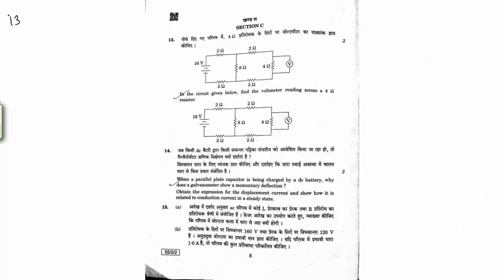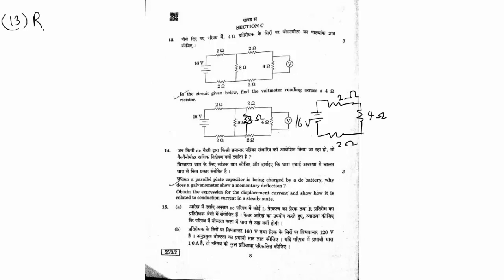In question number 13, again we have to solve a circuit. These three resistors, 2 ohm, 4 ohm and 2 ohm are in series, so their equivalent will be the sum of these, that is 8 ohm. This 8 ohm and this 8 ohm are in parallel, so their equivalent will be 4 ohm, and the equivalent circuit can be drawn like this. This is 4 ohm, this is 2 ohm, this is 2 ohm. These three resistors are again in series, so their equivalent resistance will be their sum, that is 8 ohm.